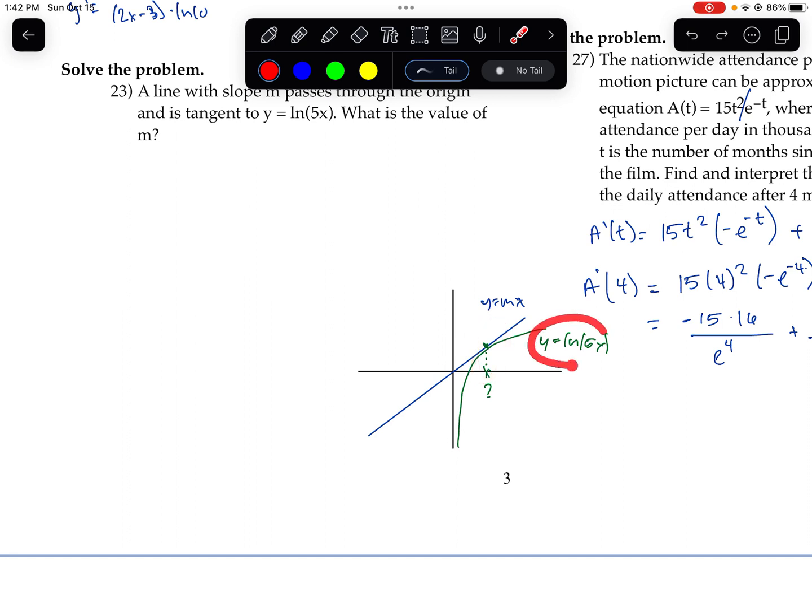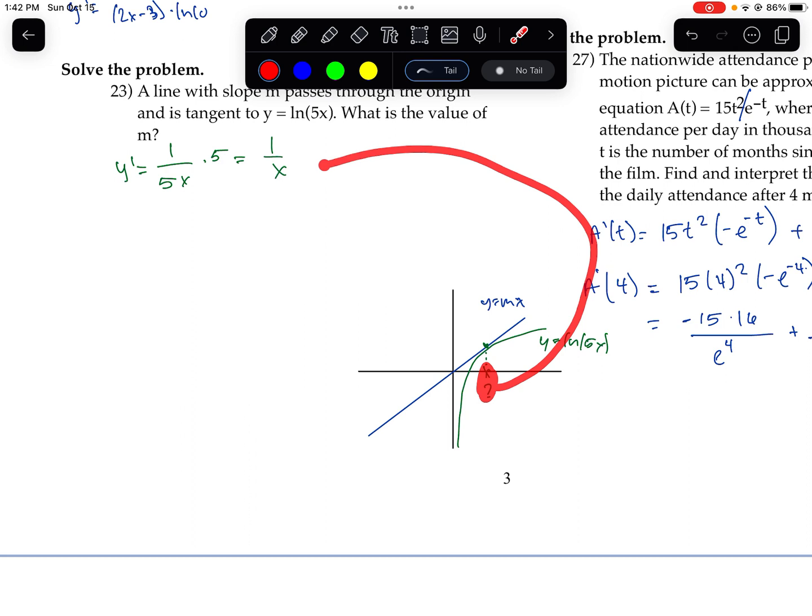So if I find y prime, it would be equal to 1 over 5x times 5, which would be equal to 1 over x. So the derivative of this function at this given value of x will give us the value of the slope right here. So that's what we're trying to do: find this value of x to plug into this function right here to get m.